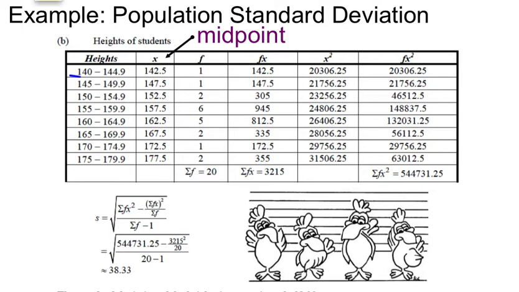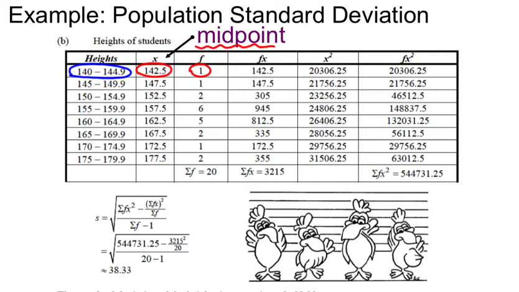So the first height is 140 to 144.9, and we have to find one extra thing. We're going to find this midpoint of that set of heights, because there's some variation in there. So we say we average and we get the midpoint. How many students happen to be in that group is one student.